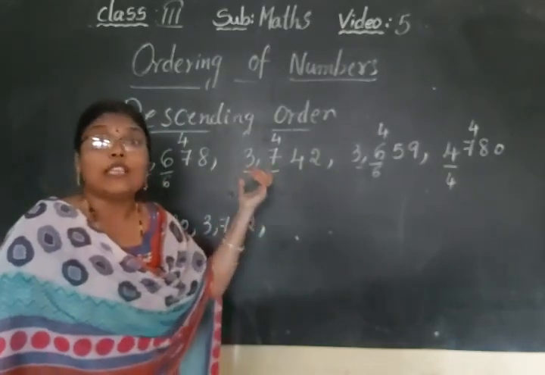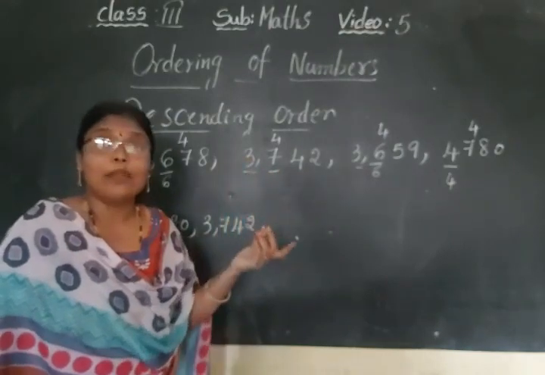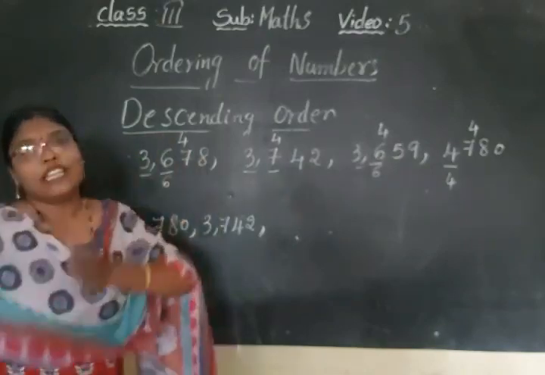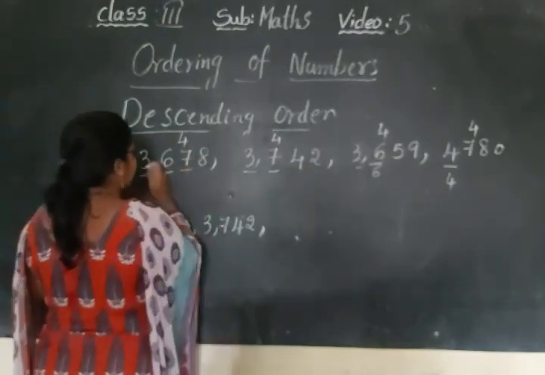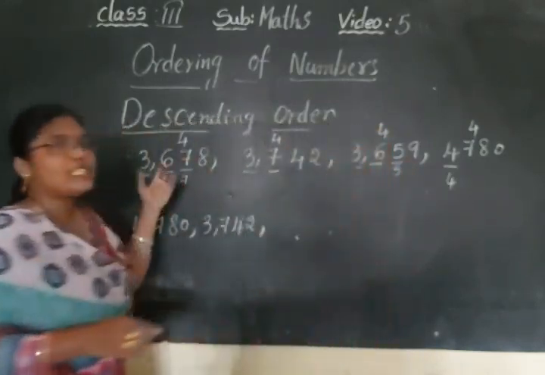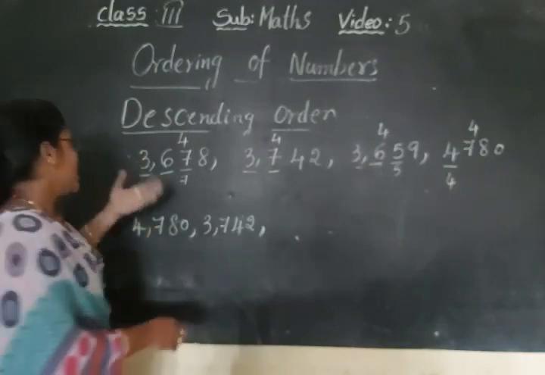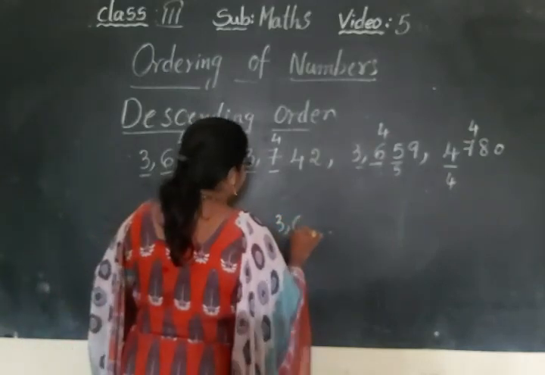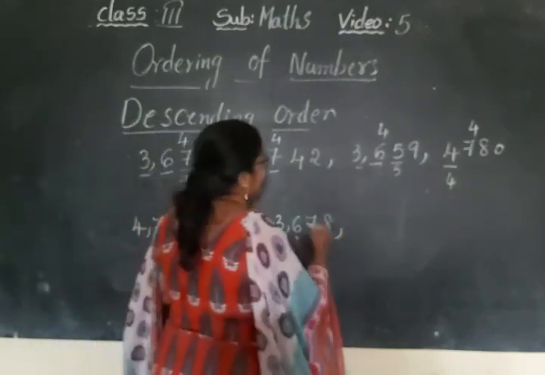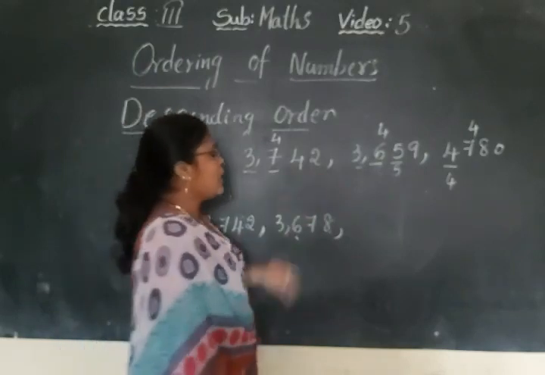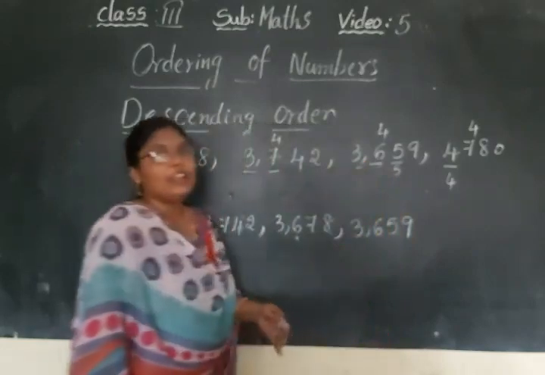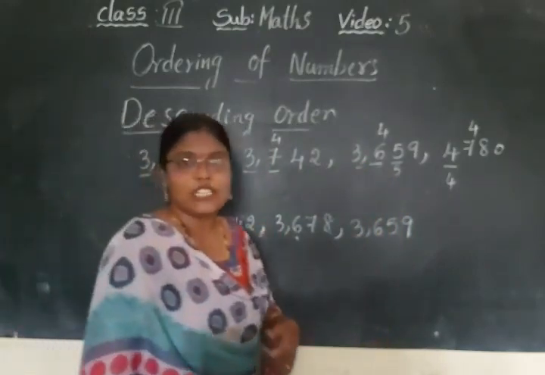Next, we have only 2 numbers. Again, the second number also has the same digits, which are equal. So what do you need to do? Go to the next digit, which is the tens place digit. We have 7 here and 5 here. Which is the bigger one, 7 or 5? 7. So write 3,678, which is the next bigger. Now at last, the smallest number. What is the smallest number among these? 3,659.